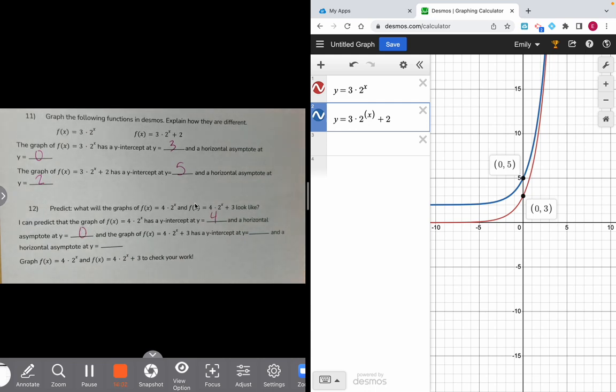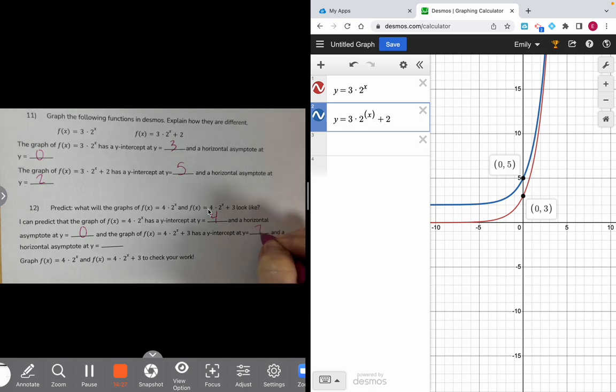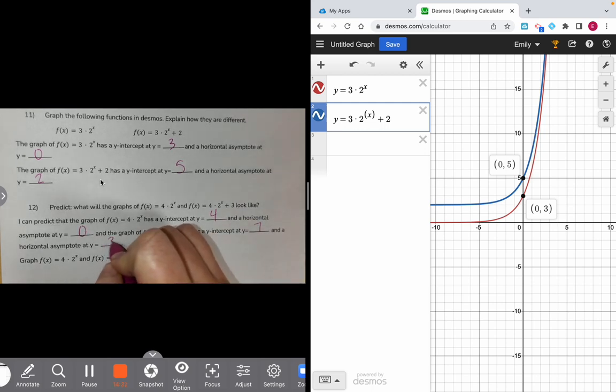And it's going to be very similar, because the only difference between this problem and this problem is it went from a 3 to a 4. So I think that the 3 and the 0 are probably going to be the same here. It'll be a 4 and a 0. Now here, everything shifted 3 up. That plus 3 is what we've seen to be a vertical shift up. So that means that the y-intercept is going to go up 3 positions. So this 4 plus 3 is going to become a 7. And the horizontal asymptote that was a 0 is going to go up to a 3. Okay, so that's my prediction.